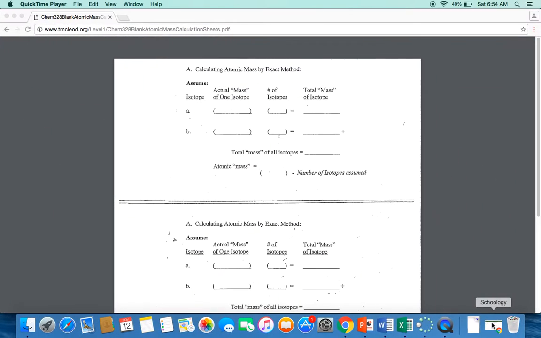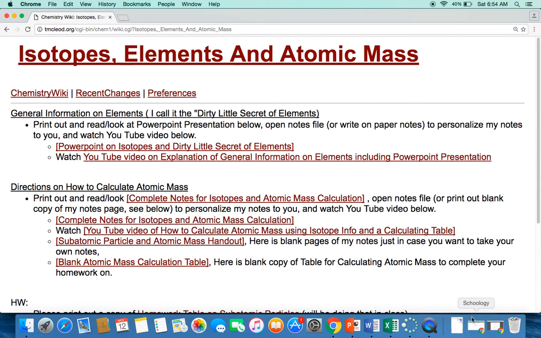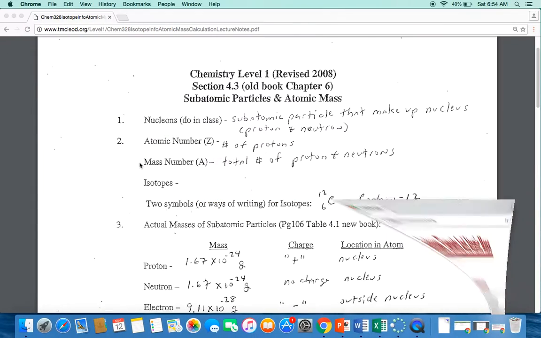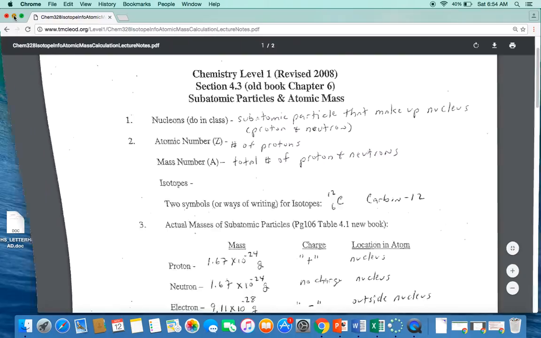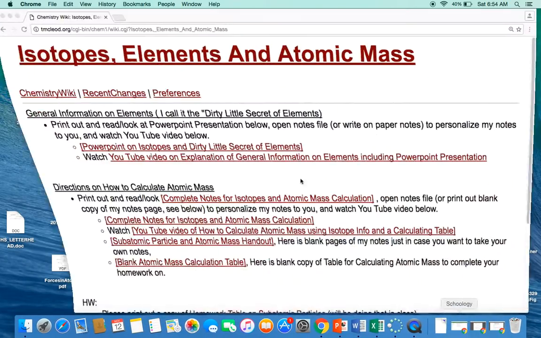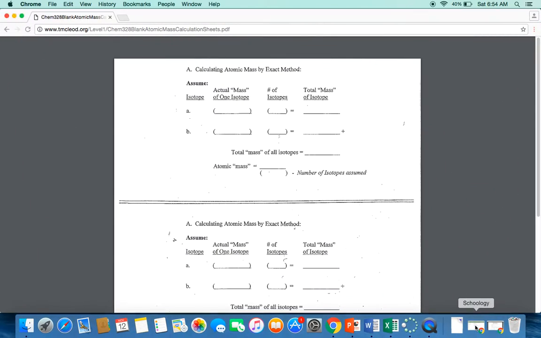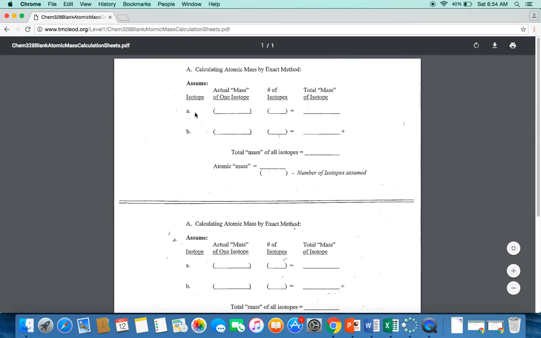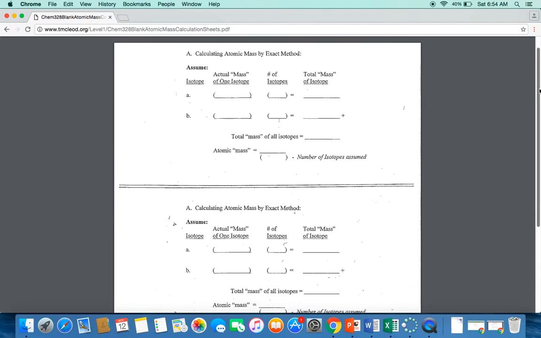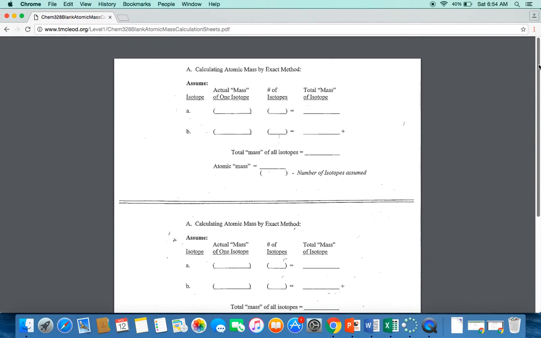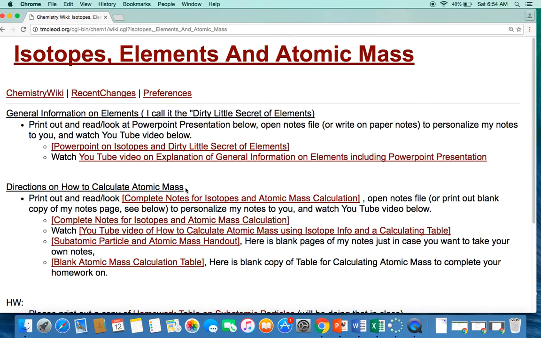calculation, which is, oops, it's not that. It's this. What I clicked on first was actually this, which is a blank page of the table we're going to use to do atomic mass calculations. On this one page that you print out, there are actually three places, so you can do 3 homework assignments on this one page.